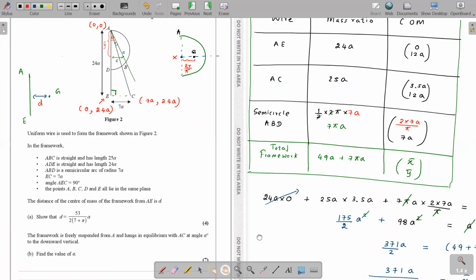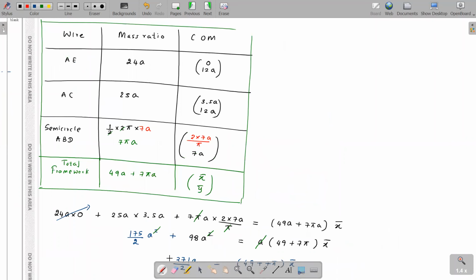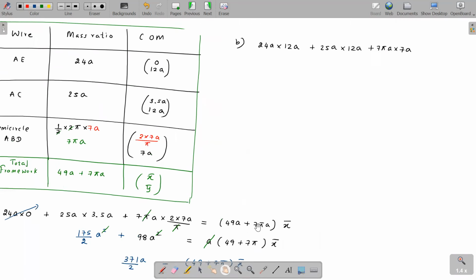So go back to this table. In this table, you can see I have already prepared the Y coordinates as well, right? So can't we find our Y bar? We can. Let's find our Y bar. This is now part B, 7 marks, which means it's going to be a big task. So let's do it. The mass 24A into 12A plus 25A into 12A, I'm getting all the Y coordinates, plus 7 pi A into 7A equals to what?